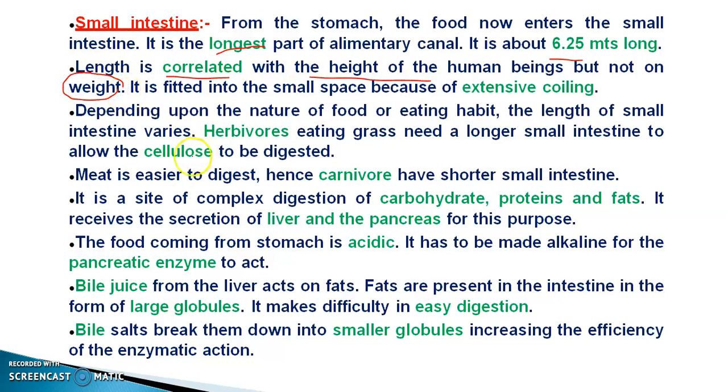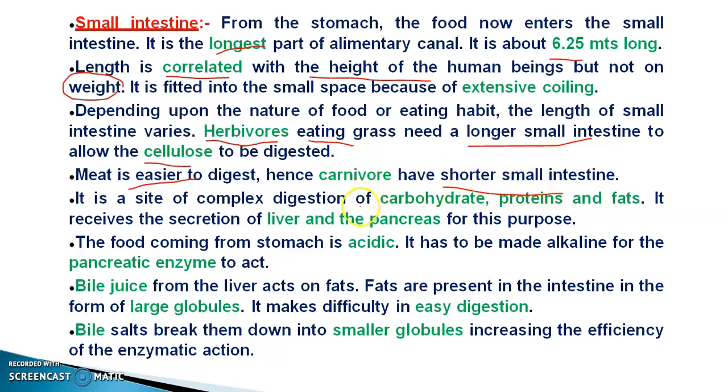And one more thing, in herbivore organisms, the length of the small intestine is much longer than in carnivore organisms, because herbivores eat grass, which means they need to digest cellulose, and for this mechanism they need a longer small intestine. But carnivores, who eat meat, do not require a long small intestine, so they have a shorter small intestine.